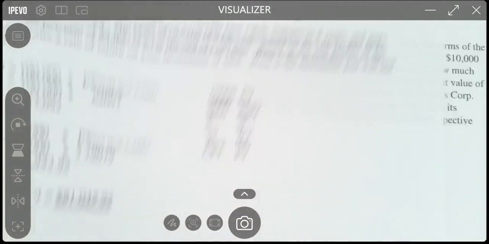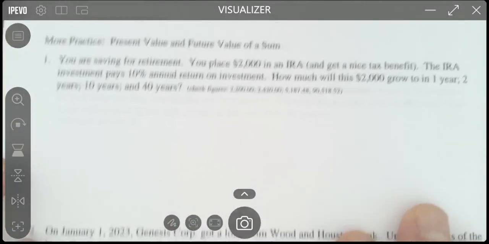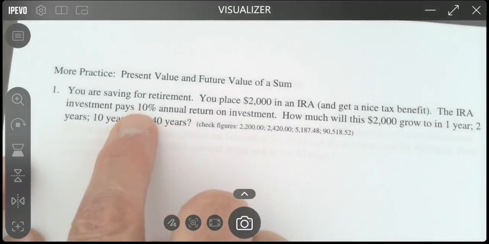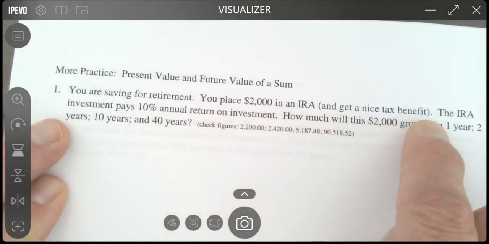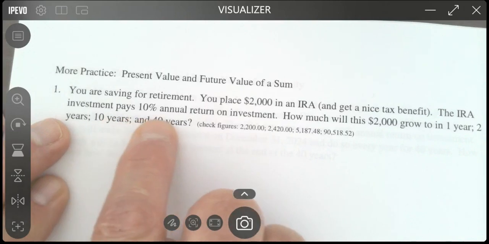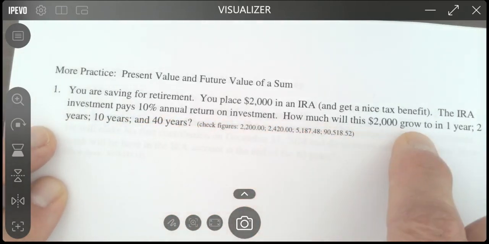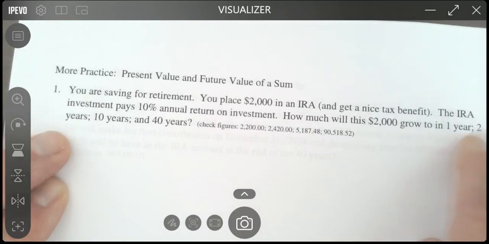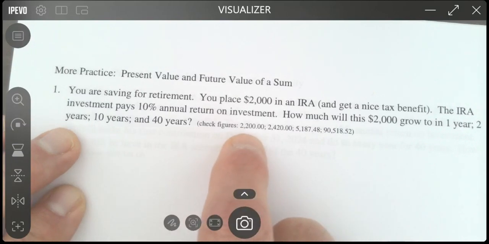All right. The next page has some similar problems that are a little more elegant. The first one says, you are saving for retirement. You place $2,000 in an IRA and get a nice tax benefit. The IRA investment pays a 10% annual return. How much will this $2,000 grow to by the end of year 1, year 2, year 10, and year 40? The end of 1 year is $2,200.